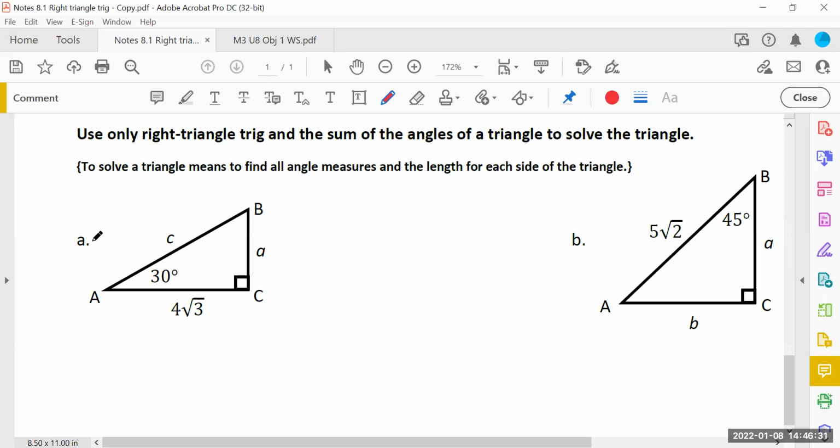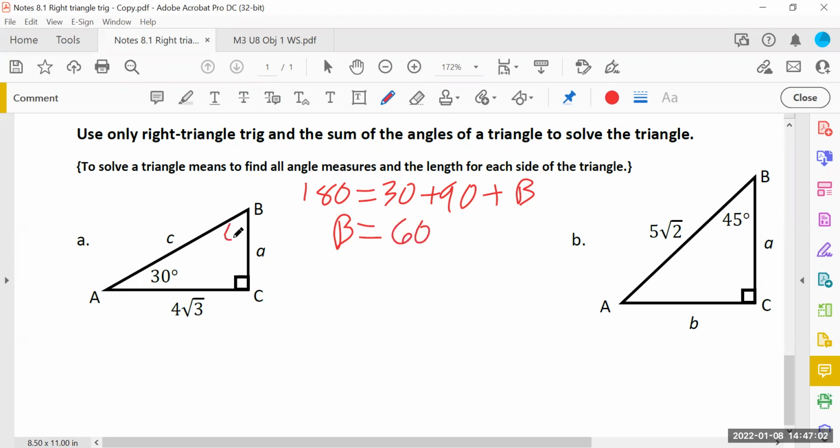So for this one, for letter A, I need another angle up here. I have a 30, a 90. If I was here in class, I'd ask you, hey everybody, what do the angles of a triangle add up to? Hopefully you all know. I'm looking at 180 equals 30 plus 90 plus that missing angle. We'll call it angle B up there. So if I solve for B, subtract 90, subtract 30, I'm going to get B is equal to 60.